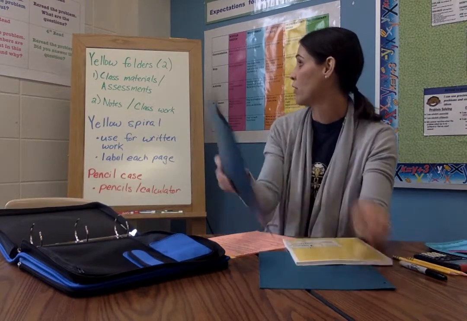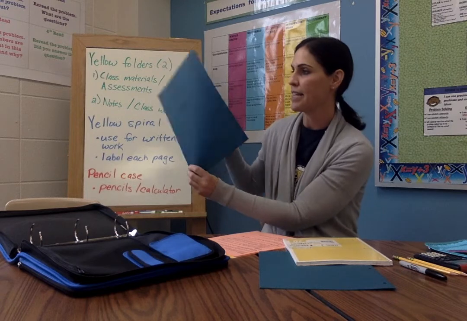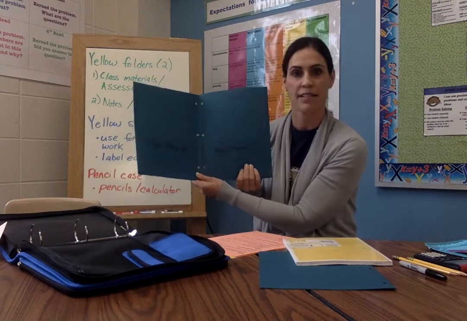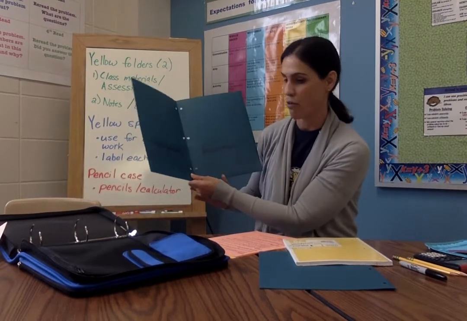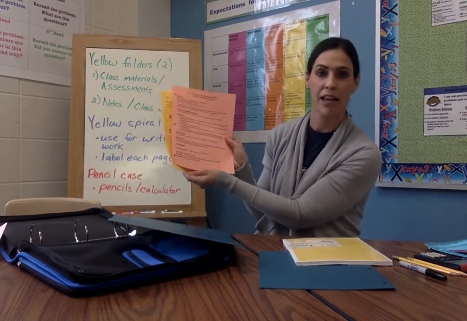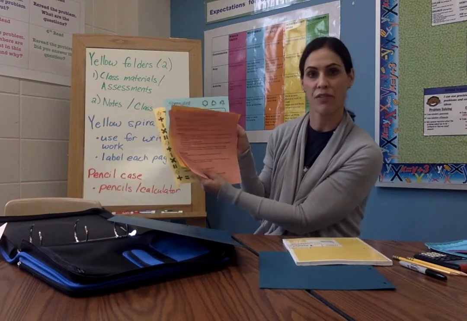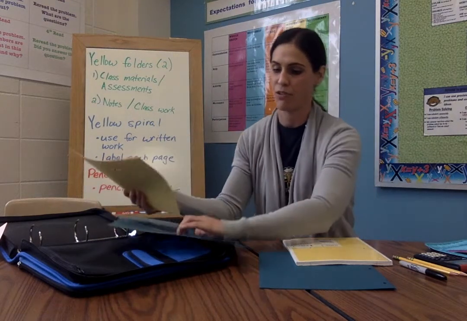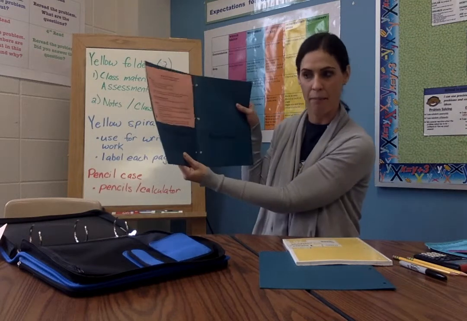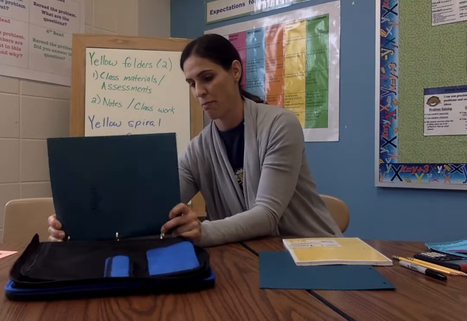So in one of your yellow folders, you may want to go ahead and write math on the front, maybe your name or class period. And on the inside, you are going to label it on one side, class materials, and assessments on the other side. So there's already a few class materials and handouts that I've given you. So you could take the class overview, you have your bathroom passes, and then a few other handouts that I've given you. And you're going to go ahead and stick those in that pocket there.